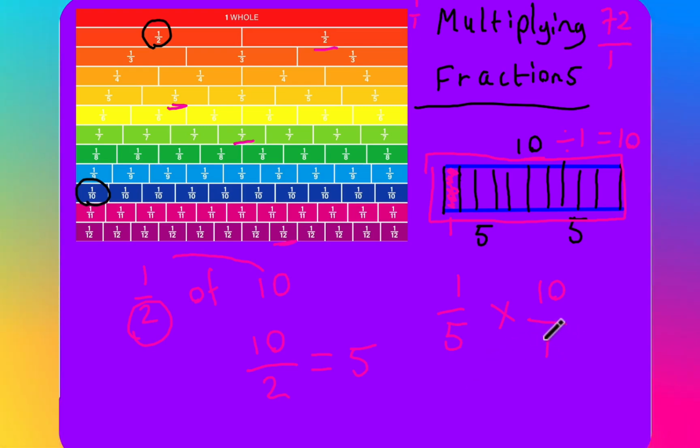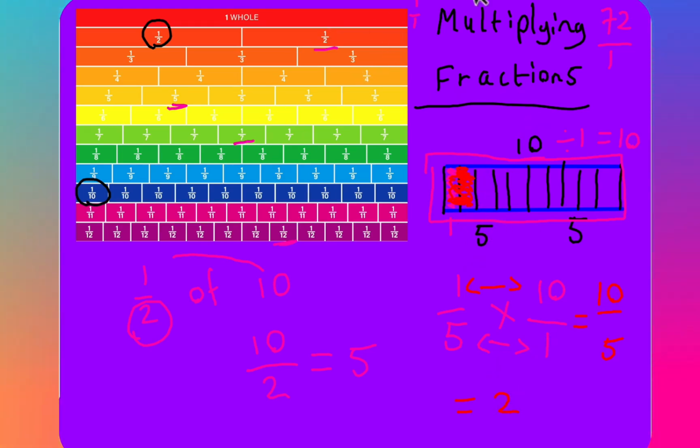Let's now multiply. So we're going to multiply the bottom numbers by the bottom numbers, and we're also going to multiply the top numbers by the top numbers. Let's go. 5 by 1 is 5, and 10 by 1 is 10. Now we're dividing 10 by 5 and it equals 2. So if we have our pieces here and we want 1/5, we're going to have 2 pieces of 10, which is 2. We're going to have 2 of these.